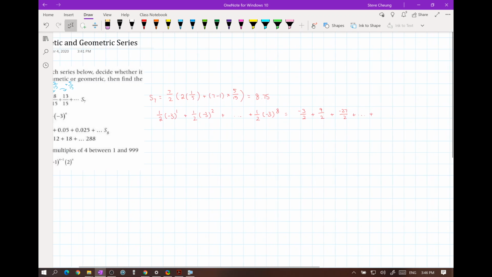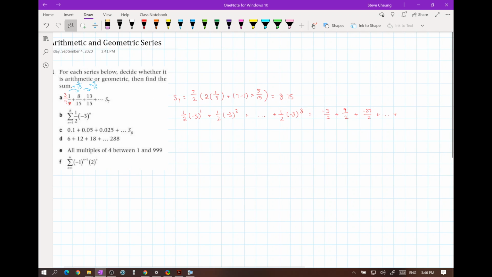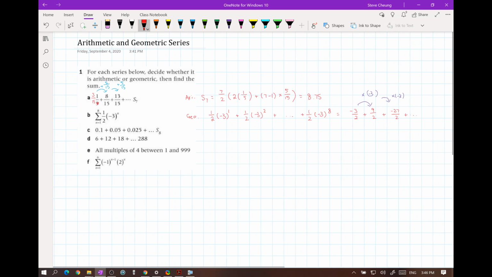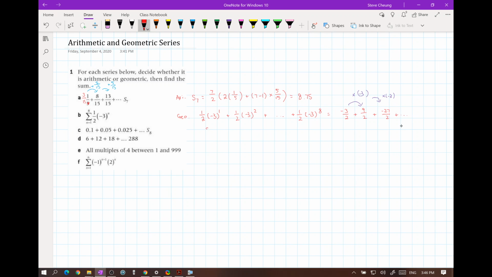And I don't even need to know the last term actually. Okay, so I'll just leave that out. What I'm interested in is this here. So it's the same as multiplying the top by negative 3. So that would be our common ratio. So that means this is geometric. Oh, I should actually label each one. First one is arithmetic. Second one is geometric.